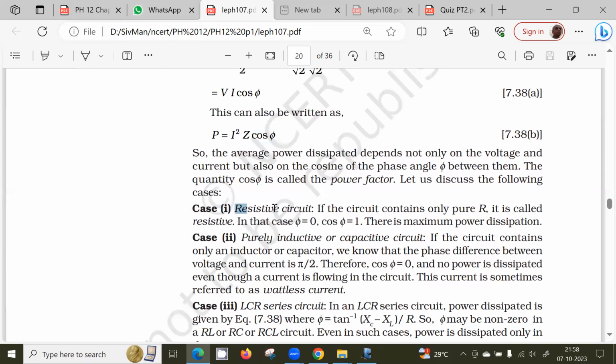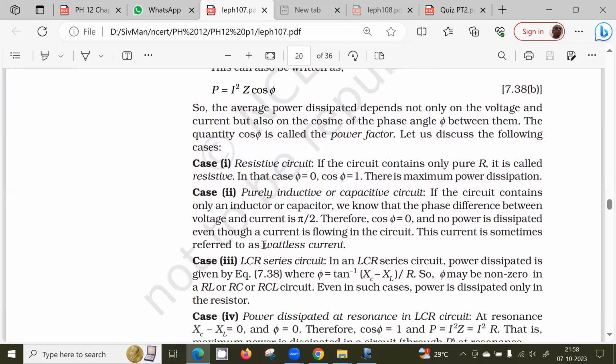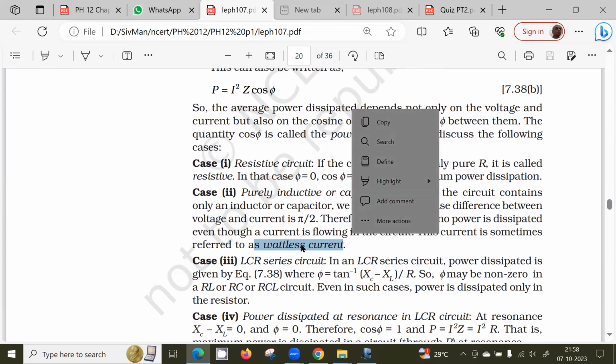So he has taken a resistive circuit. In that case, phi is 0. It's just I square into Z, and Z will become R for a pure resistive circuit. For a pure inductor or capacitive circuit, cos phi is 0. That is called wattless current. I mentioned that sometime back. This is for a pure inductor and capacitor, where we have only the current which is wattless.